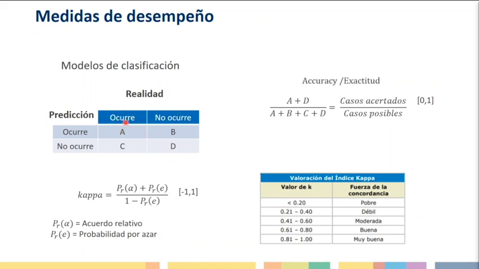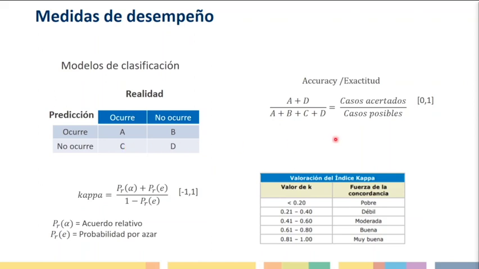So we can see that the diagonal only names the cases where there's certainty. In the case of A, the prediction says it occurs and in reality it occurs. And here it says that it does not occur and it didn't occur. Outside the diagonals, we have some errors that could happen in the classification model. One is the false positive, when it says that it happened when it didn't happen, or the false negative, when it said it didn't happen and it actually happened.